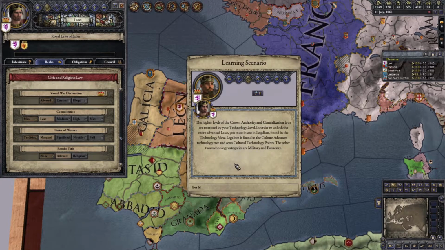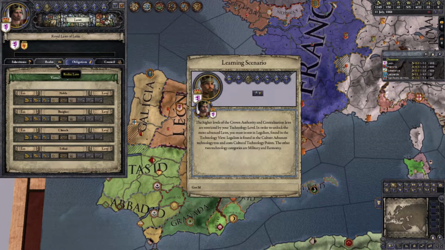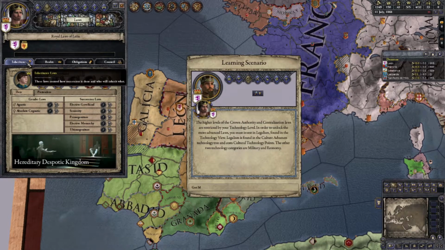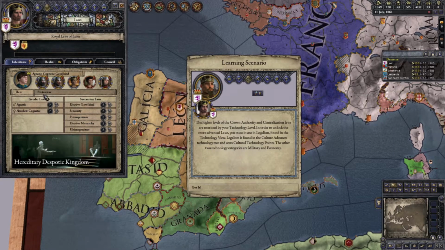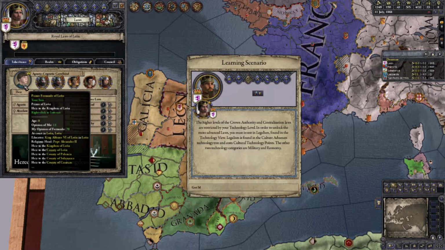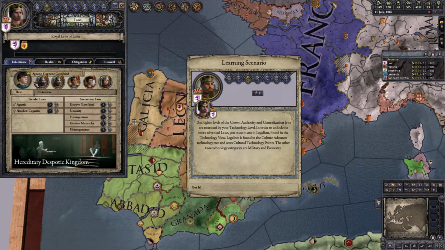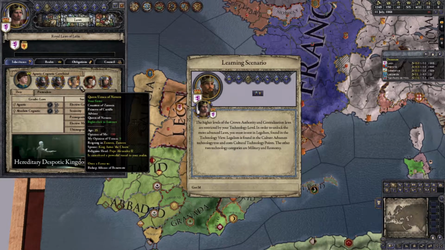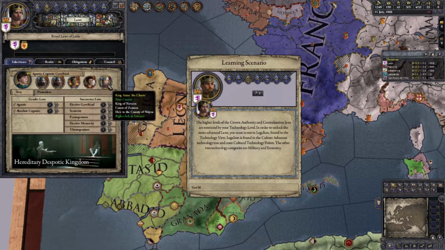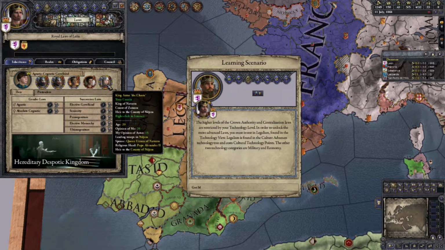Alright, the higher levels of crown authority and the centralization laws are restricted by your technology level. In order to unlock the more advanced laws, you must invest in legalism. So first, oh my god, there's so many. Alright, so we've got inheritance laws, which control how succession is done and who inherits what. Alright, so we have our heir, my son, Prince Fernando, and then the pretenders: King Sancho, King Garcia, Queen Irka, Princess Elvira, and King Onso the Chaste.